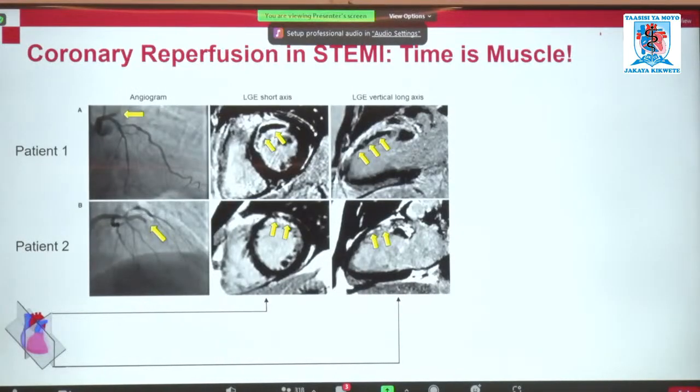So, jumping back to STEMI. Why is reperfusion in STEMI important?